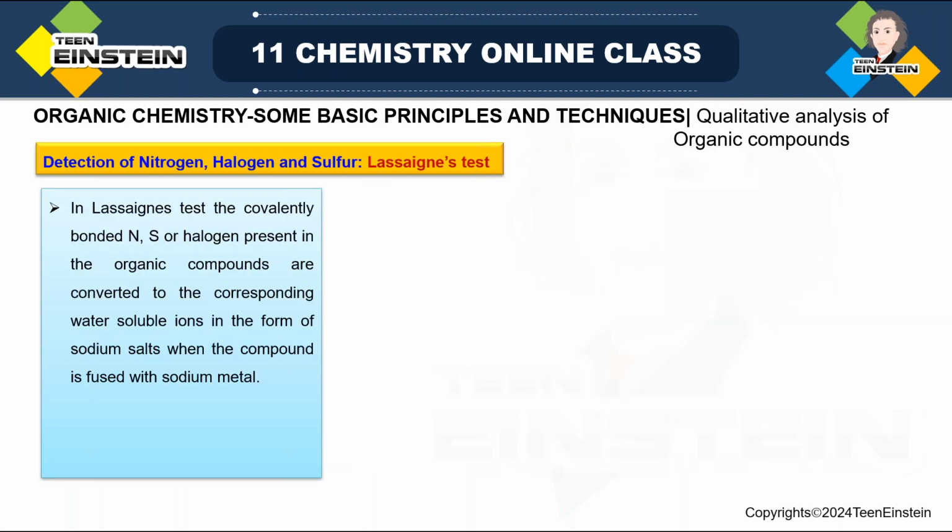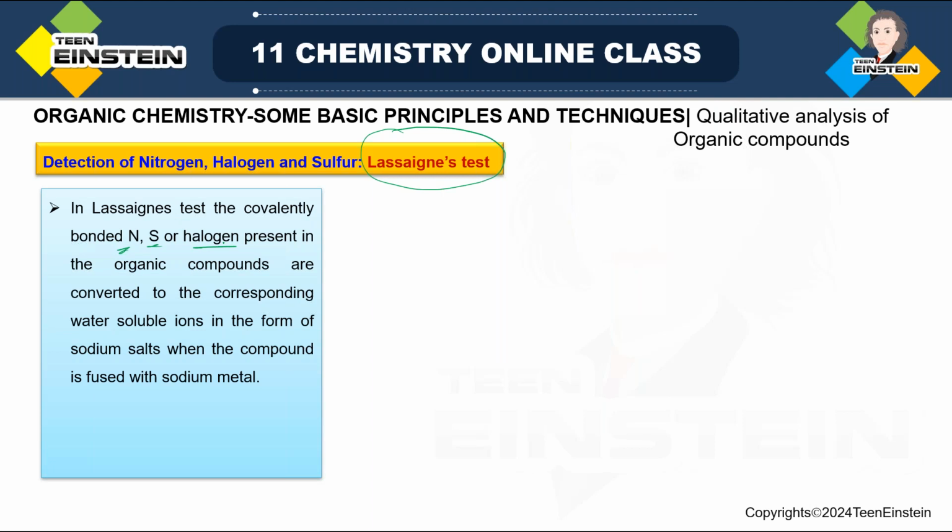Next is three elements detection we will study together. And why together? Because there is a common test for these three: nitrogen, halogen, sulfur, and that is the Lassaigne test. Okay. So in this test, the covalently bonded nitrogen, sulfur, halogen. Covalently bonded means because we are talking about organic compounds. So if there is presence of nitrogen and sulfur, obviously that will be covalently bonded.